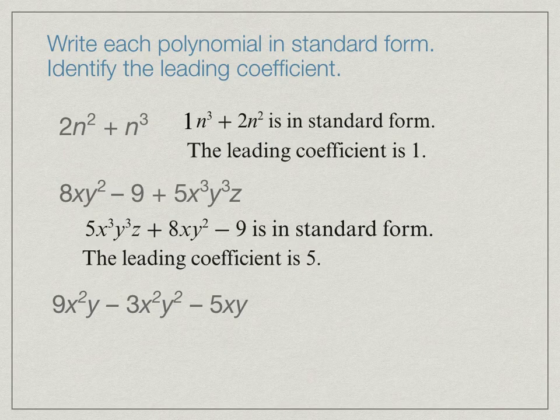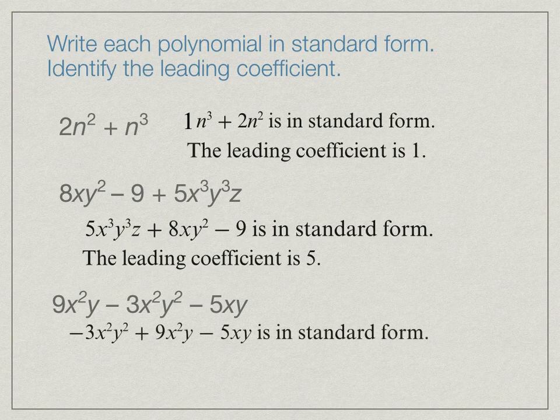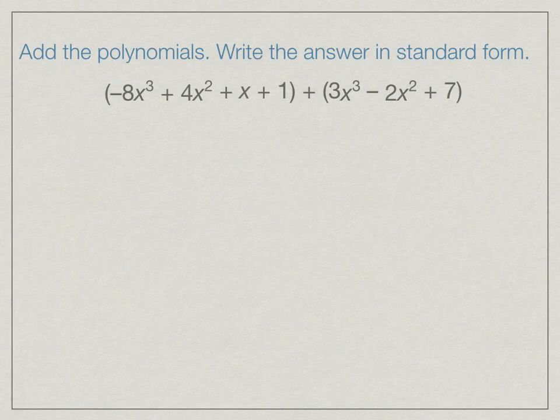So in the last example, we look over the 3 terms that are there and we put the term with the greatest degree first. It happens to have a negative sign with it. Make sure you keep that negative sign. Leading coefficient is negative 3. Now that we have that terminology and that important foundation down, let's get some practice adding polynomials, and we'll write our answer in standard form.